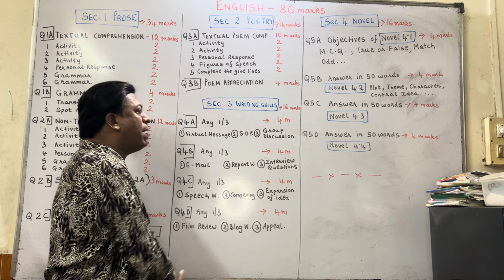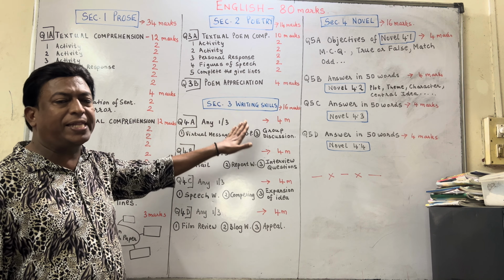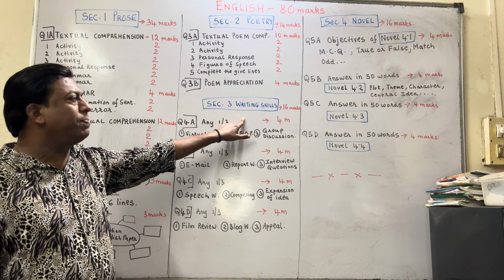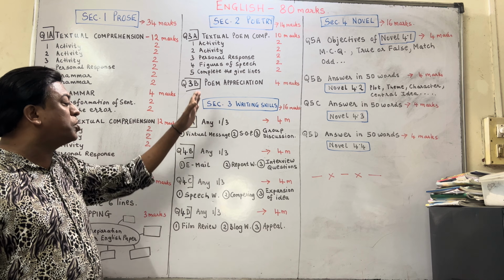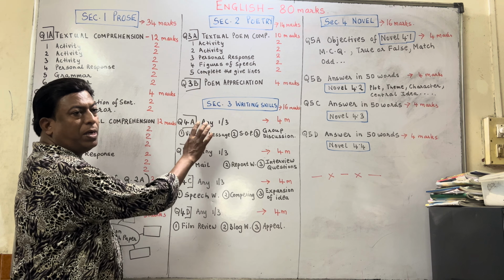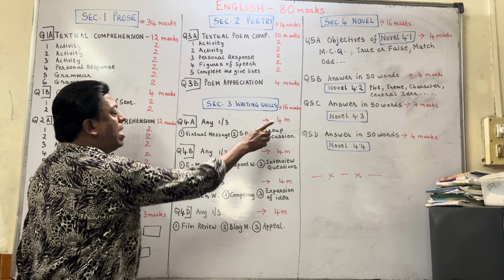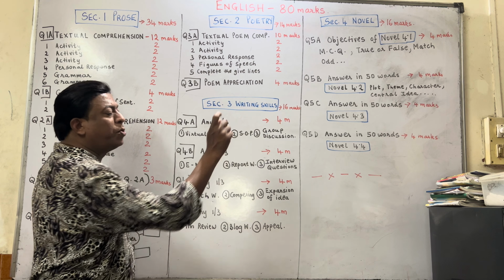Now, most important. This question you have to do. I would always again suggest you start with this question. That is writing skills. That carries 16 marks. See the choices that they have given. In question number 4A, any one out of 3, 4 marks. So that is virtual message, SOP, statement of purpose, and group discussion.